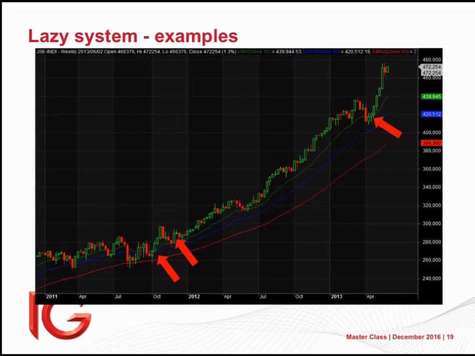15 is almost my line. My 30 and 60 tell me direction. But if my direction is up, and we're above the 15 EMA, I'm in the trade. And if we're below it, I'm on the sidelines waiting.